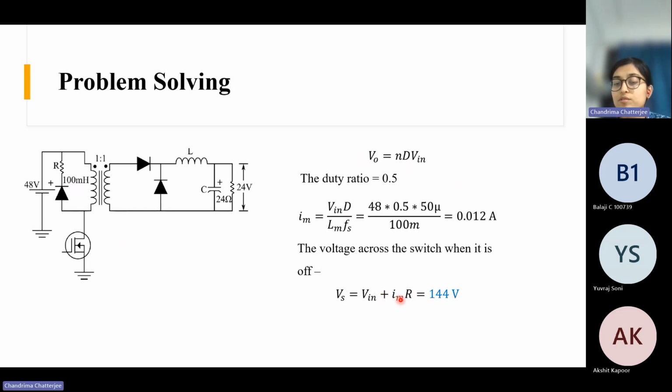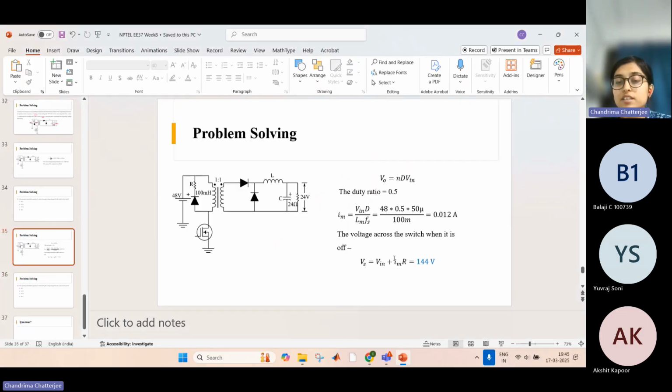So IM you calculated, V in you know, that is 144 volt. V in is 48, IM is this, and R we calculated 8 kilo ohm. So your voltage across the switch is 144 volt. Earlier when we discussed, they have told us we need to assume ideal diode. That's why we are not considering the diode forward voltage drop. Otherwise, we need to add the diode forward voltage drop also.